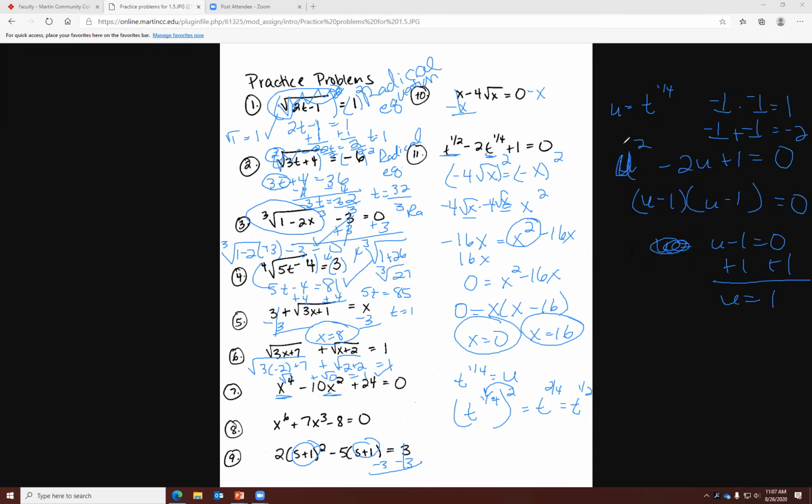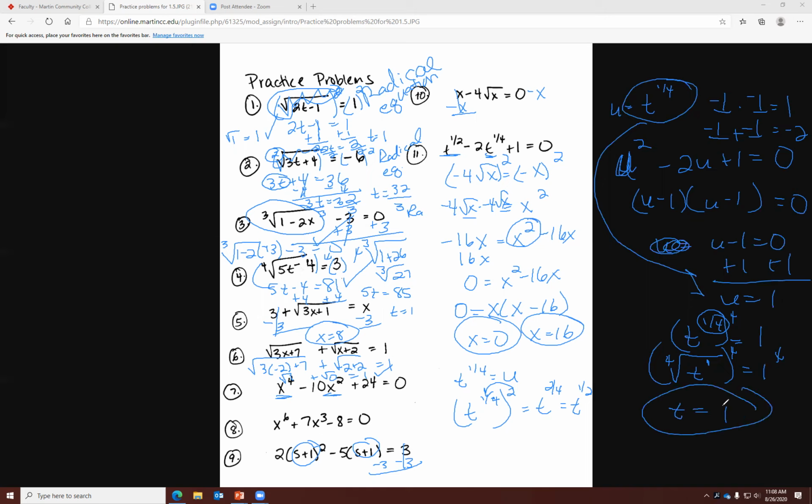And then the last thing you do is substitute this back in for u, so that's t to the 1/4 equals 1. And then how can you get rid of the 1/4? Well, I don't know if you guys know, but if you convert this back to a radical, this is the same thing as the 4th root of t, because there's a power of 1 here. So if you raise both sides to the fourth power, that would be 4 times 1/4, which becomes a 1. So that's what you have to do. So you end up with t equals 1 still as the answer.